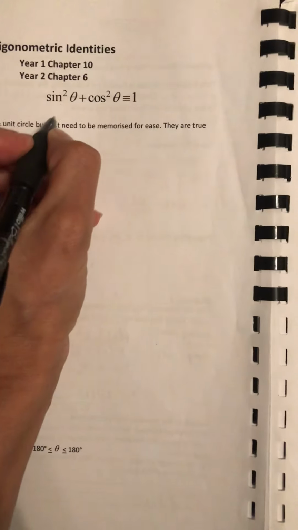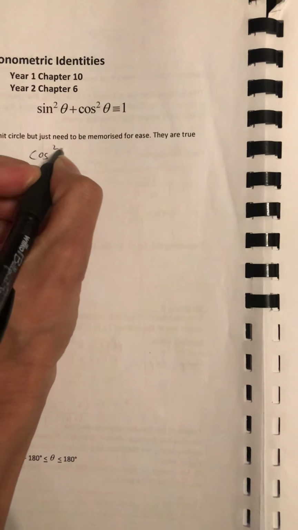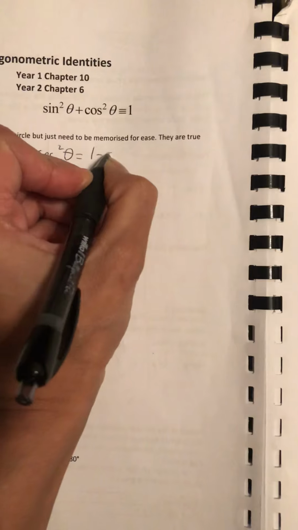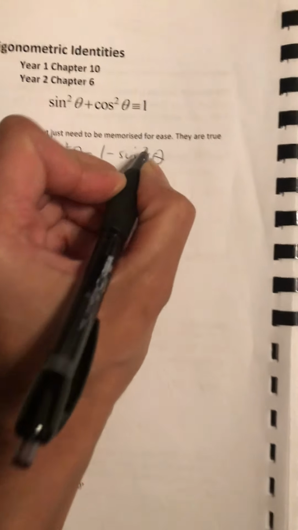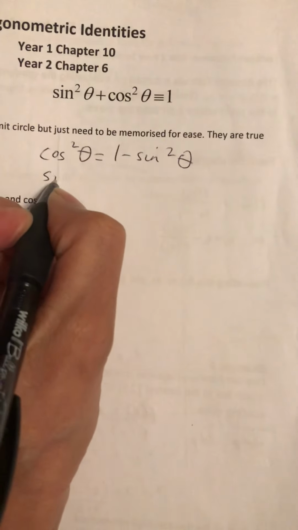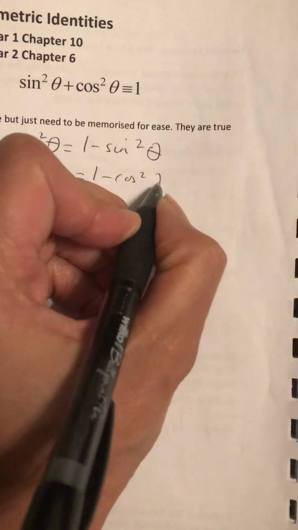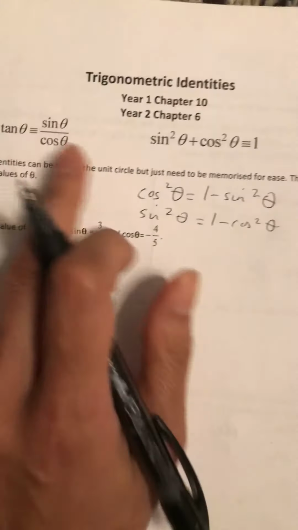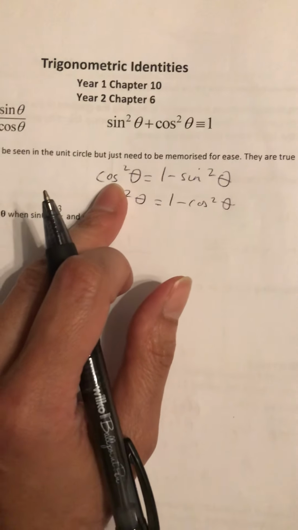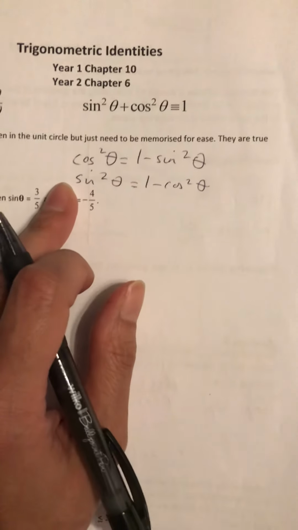So you've got cos squared is 1 minus sine squared. And you've also got sine squared is 1 minus cos squared. And these three identities are the ones that we're going to be using. And you do need to memorize these.